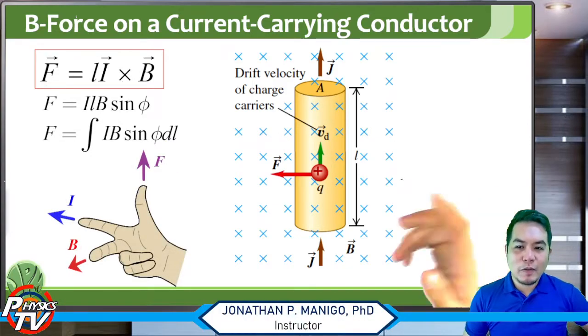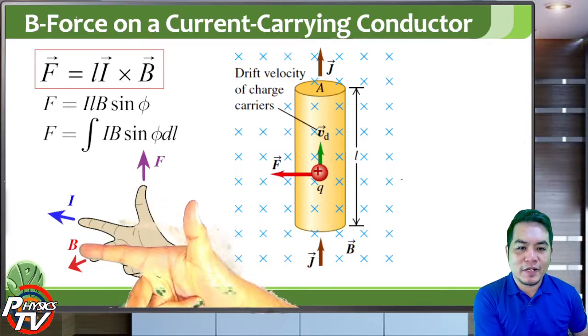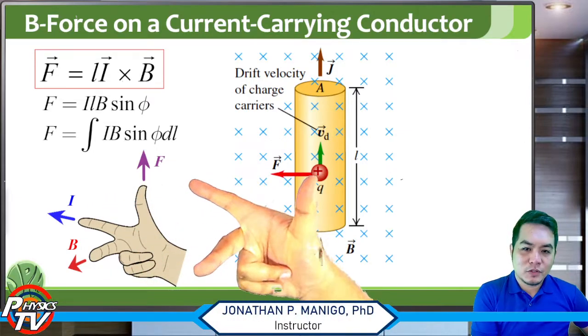So this still obeys the right hand rule. I is your pointing finger, B is your middle finger, and the force will be I cross B, your thumb. So that's the right hand rule.